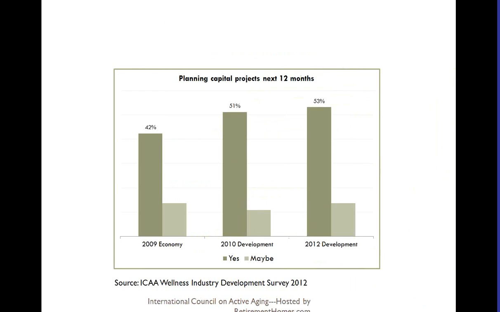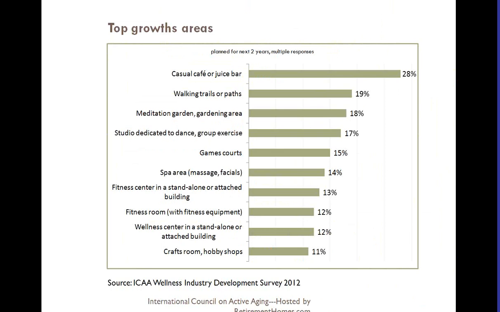Well, one of the areas that we are actually investing in, if we can go back one slide, the number one area that we're investing in from a capital investment within the wellness area is juice bars and casual cafes. People are busy. They're looking to eat and drink when they want, where they want, how they want, and also to have more social interaction within the wellness areas. We also see that the investments for the next 2 years are walking trails, meditation gardens. That should come as no surprise, given that the environmental dimension has jumped by 10% over the last 2 years.